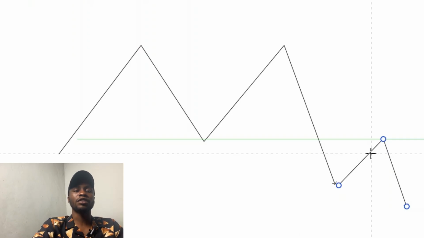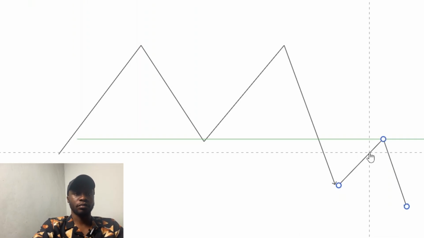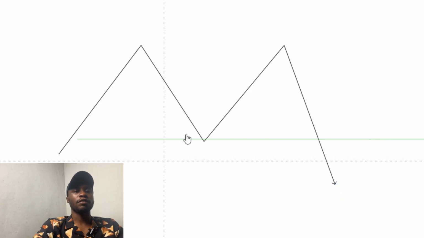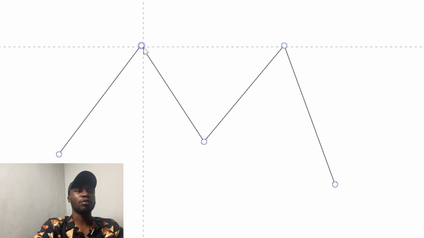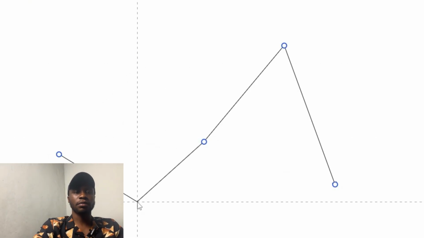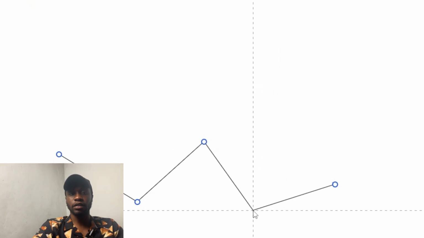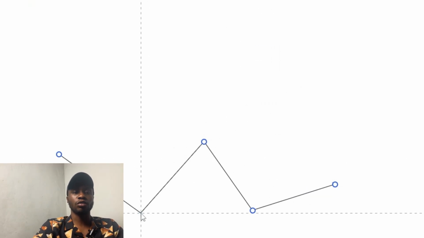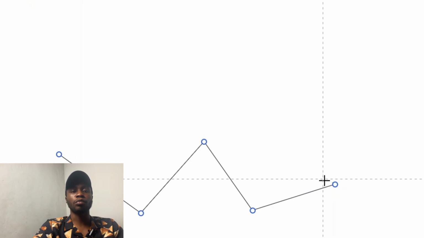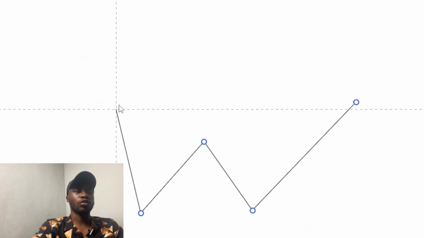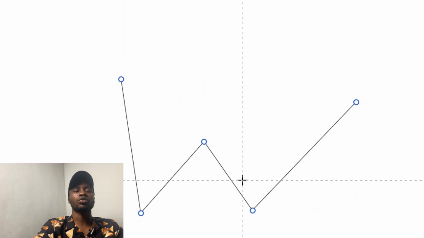Then we have the double bottom. Let me show you guys. I also trade the double bottom reversal chart pattern. As you guys can see, I'm still on reversal chart patterns. I showed you guys the double top. This is the double bottom reversal chart pattern. This is how it looks.